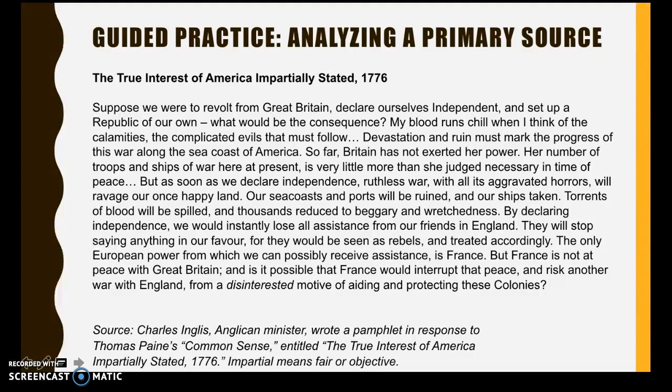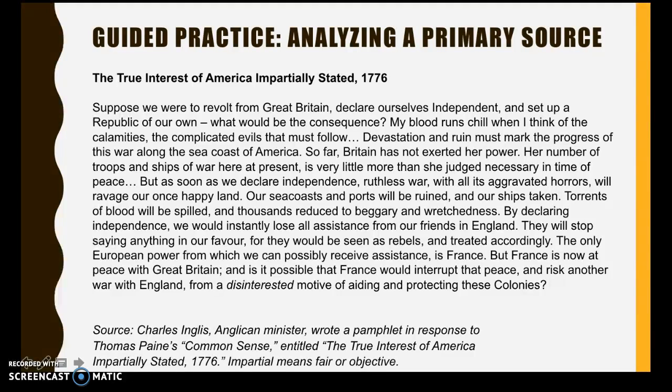Her number of troops and ships of war here at present is very little more than she judged necessary in time of peace. But as soon as we declare independence, ruthless war with all its aggravated horrors will ravage our once happy land. Our seacoasts and ports will be ruined, and our ships taken. Torrents of blood will be spilled, and thousands reduced to beggary and wretchedness. By declaring independence, we would instantly lose all assistance from our friends in England. They will stop saying anything in our favor, for they would be seen as rebels and treated accordingly.